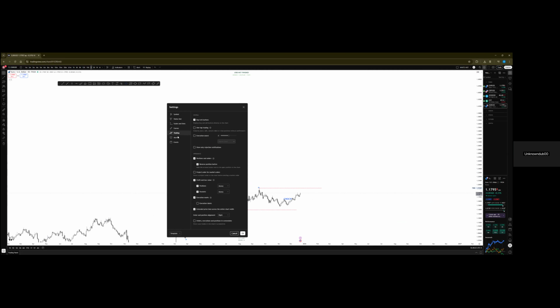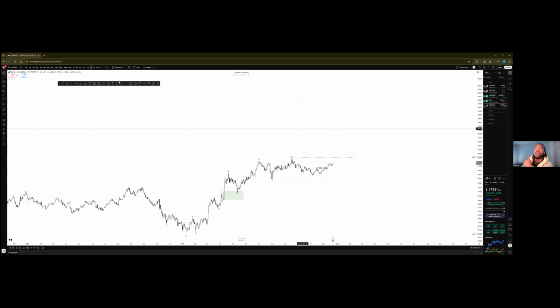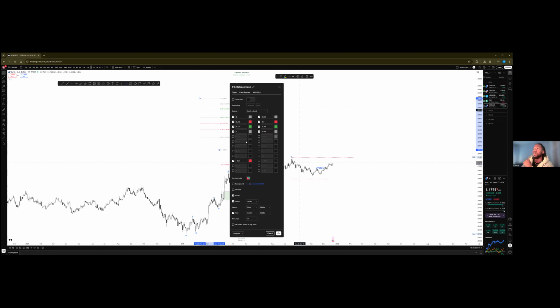All right, try to get your Trading View, and then if you want, do your settings, and then once again, I'll show you the tools for the Trading View. For the fib, these are your fib tools right here, and you should be good once you have that.